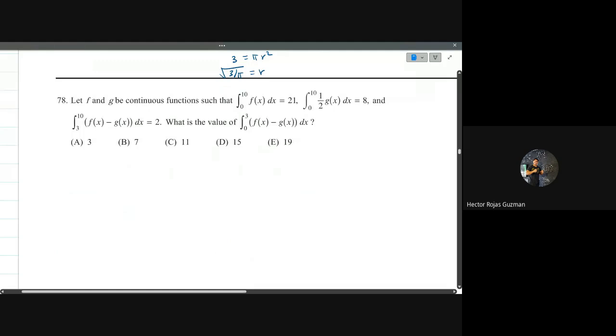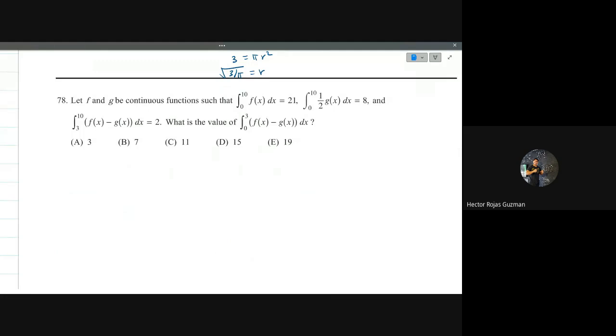78. Let f and g be continuous functions such that those integrals are true. Okay, what is the value of the integral from 0 to 3? Let's see, where can we start? So we have an integral for f from 0 to 10. We have an integral from 0 to 10 for g.